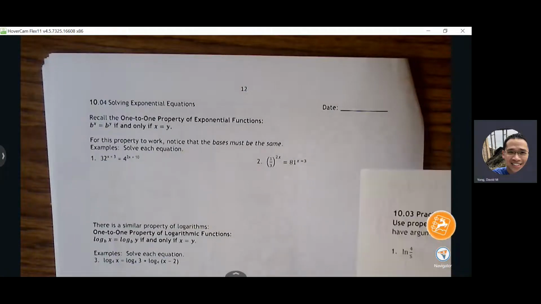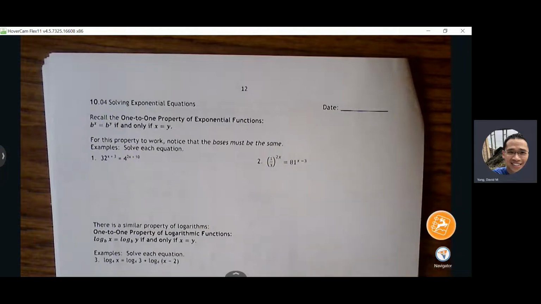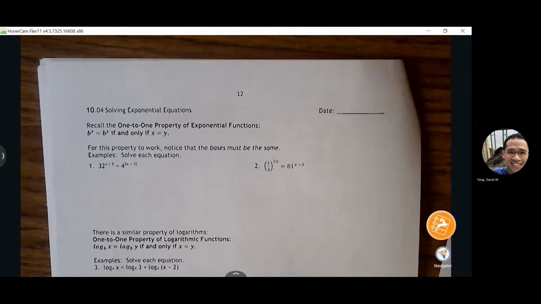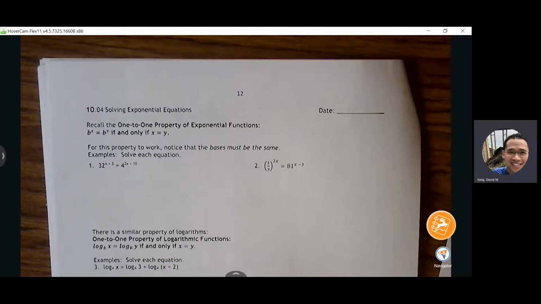I just like to be half a day ahead, so they can have Friday as a full review day. Okay, are we good with page 10?